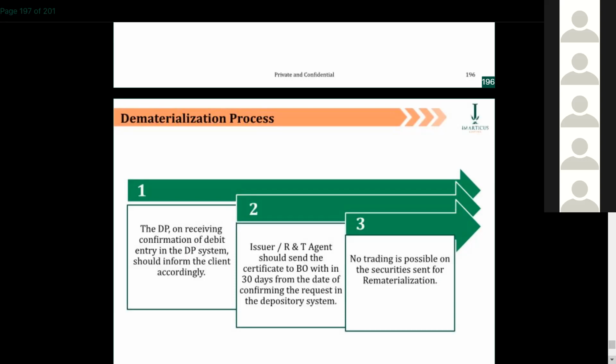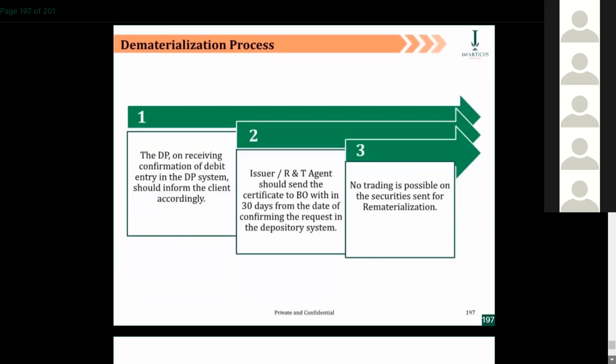And as I told you, trading can only happen in electronic form. So if the customer has converted into a physical certificate, he will not be able to trade. So no trading is possible on securities sent for rematerialization.